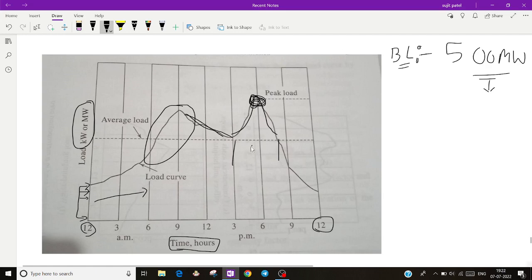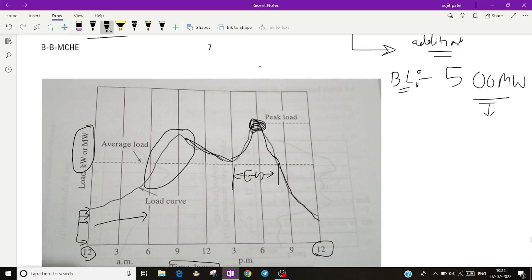Okay, so that is only available for a few hours of the evening. And as time goes on, the demand decreases in the night. Okay, so this is the peak load.